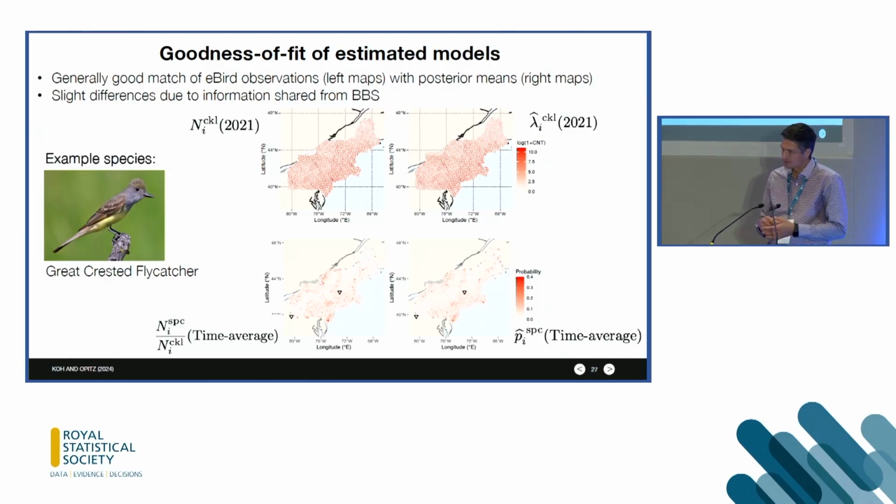So in terms of results, we can look at the goodness of fit, for instance, by visual comparisons. Here we focus on the great-crested flycatcher as an example species. On the left, we have eBird observations. On the right maps, we have posterior predictions. The top row is for the number of checklists. The bottom row is for the species presence probability. In general, there's a really good match. And sometimes there are slight differences, and these are in fact due to information that is shared over from the BBS data through this sharing mechanism in our Bayesian hierarchical model.